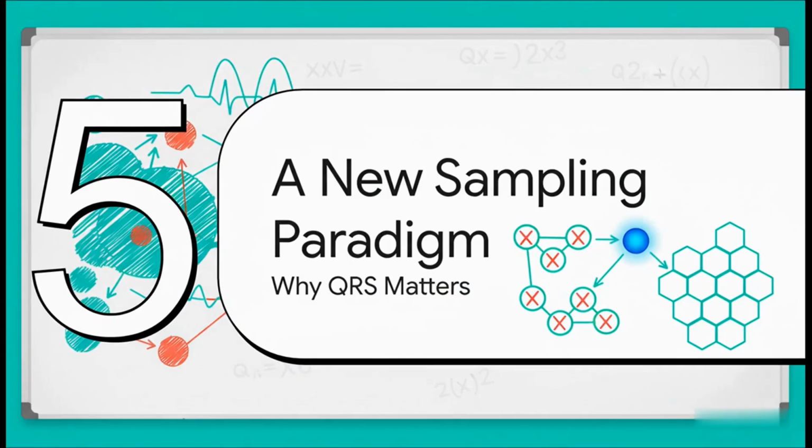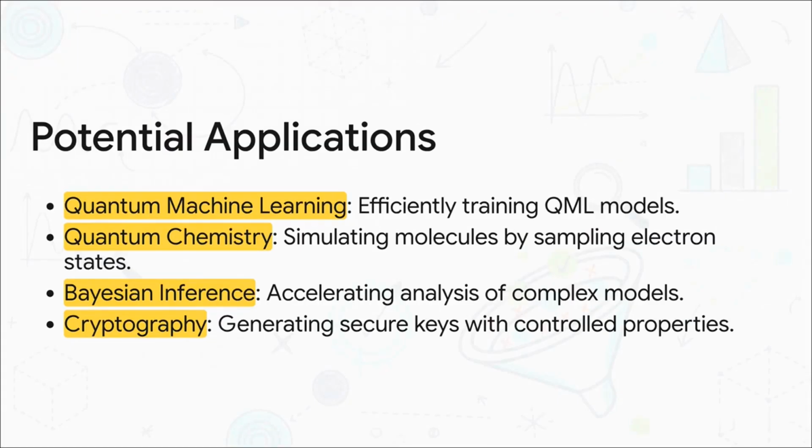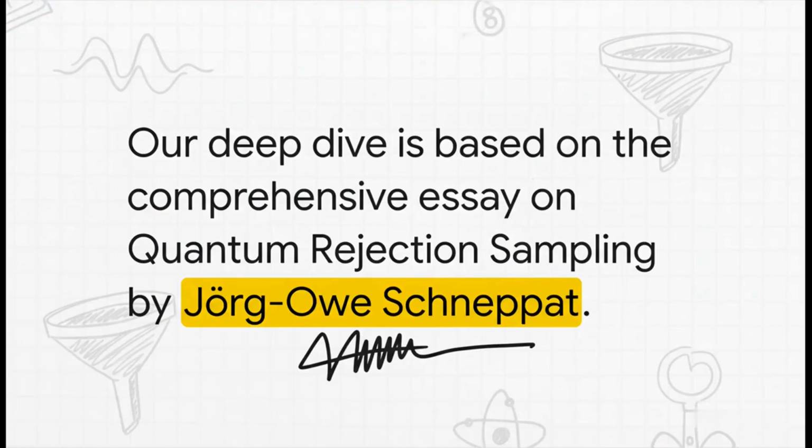So we have this incredibly powerful new tool. The question is, what new worlds can it unlock? Oh, the impact is absolutely enormous. We're talking everything from designing new drugs and materials in quantum chemistry to building way more powerful and efficient artificial intelligence. QRS provides a fundamental speed-up for all the probabilistic tasks that underpin these massive fields. We've really only scratched the surface of this fascinating topic.